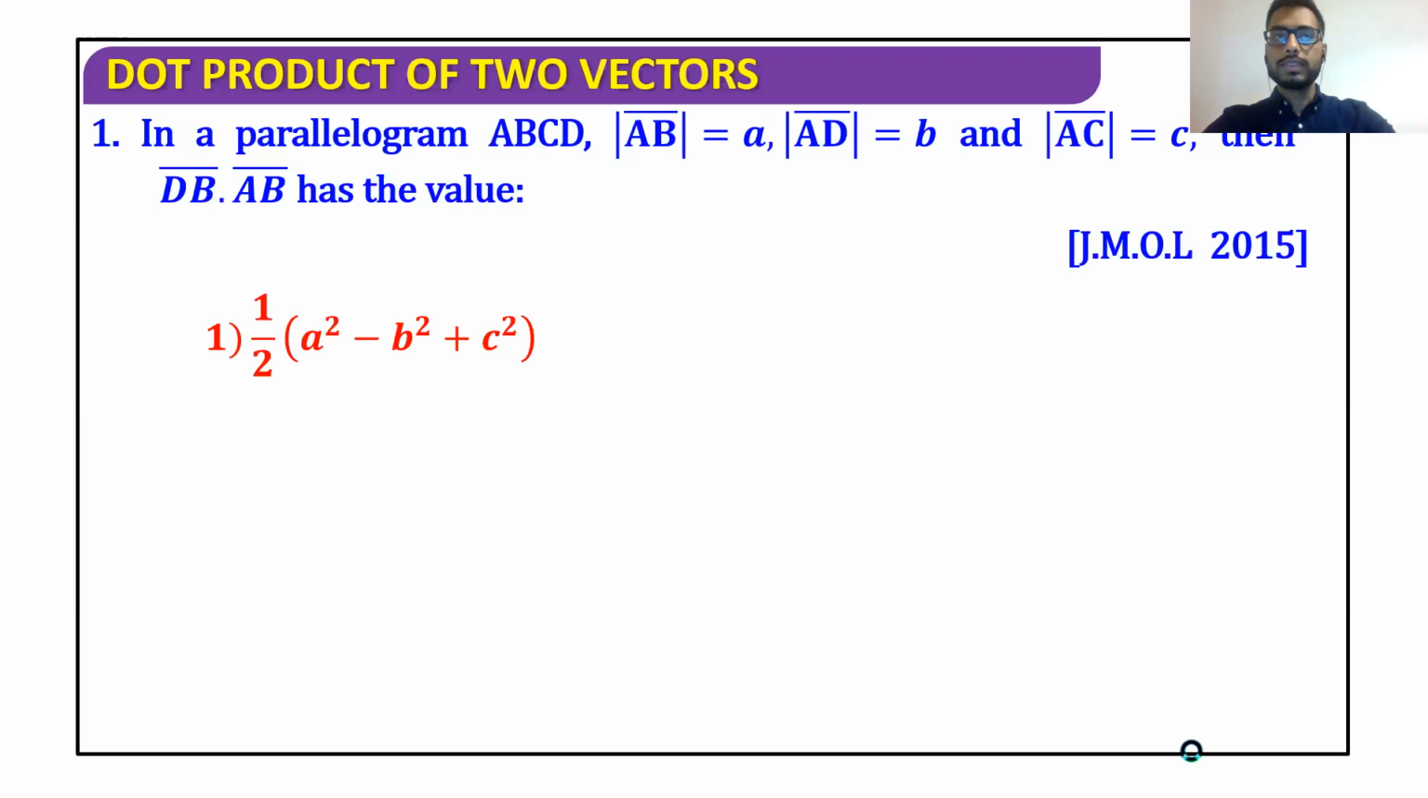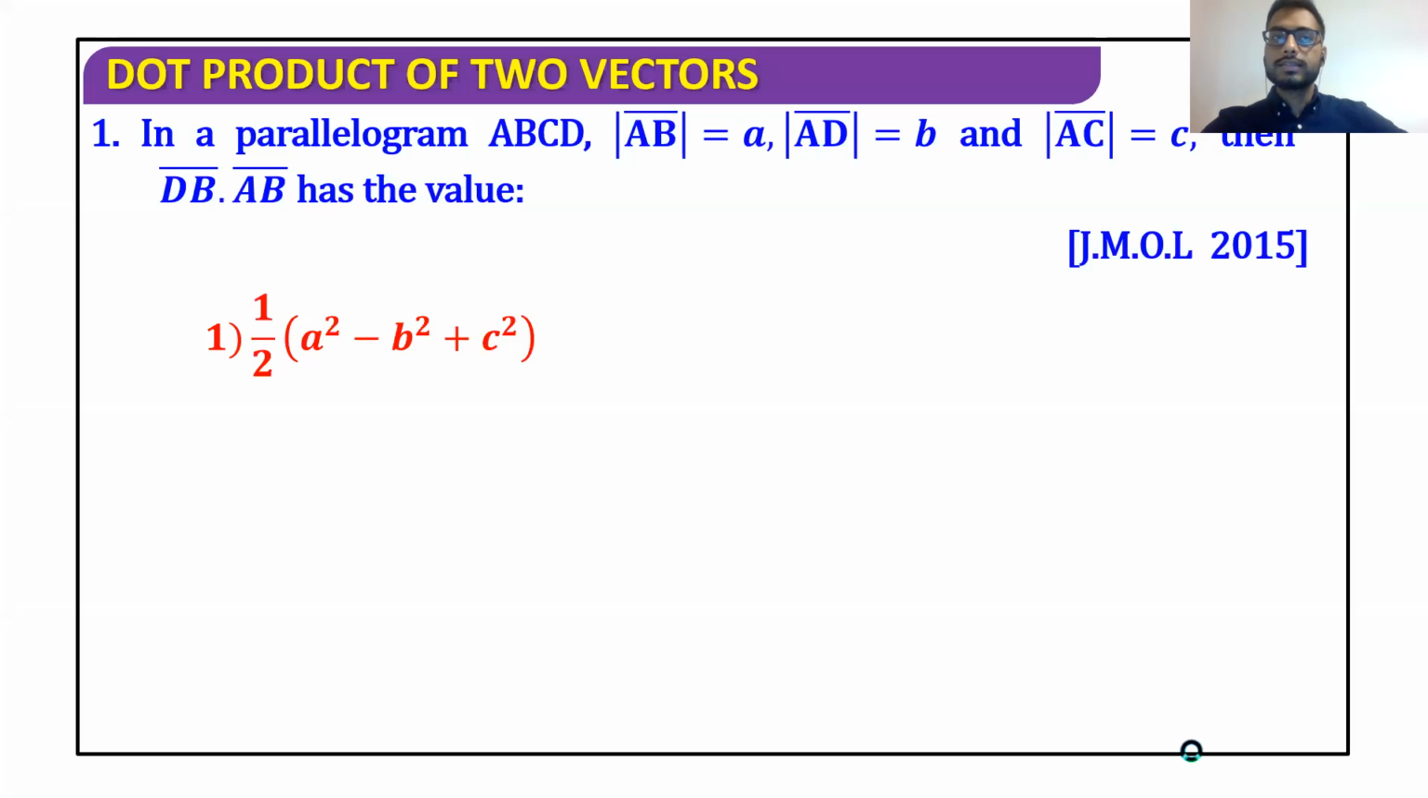So to solve this question, we are going to need two things. First, we need to find the value of DB bar. We can easily get that because DB bar is nothing but A bar minus B bar. And in our multiplication, we have to substitute the value of A bar dot B bar. So how can we get A bar dot B bar?